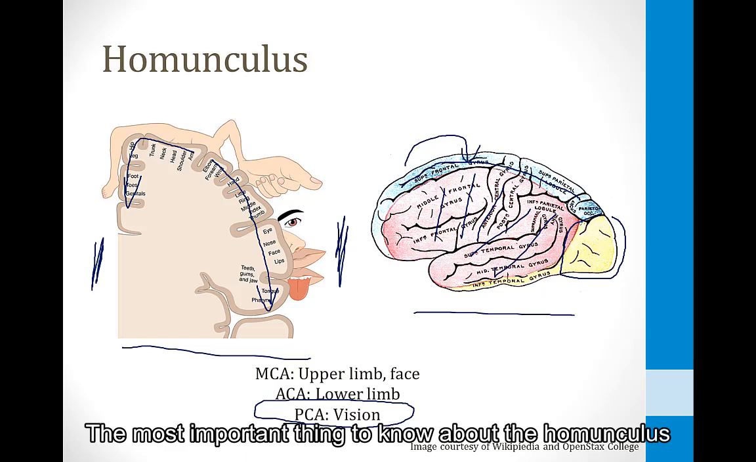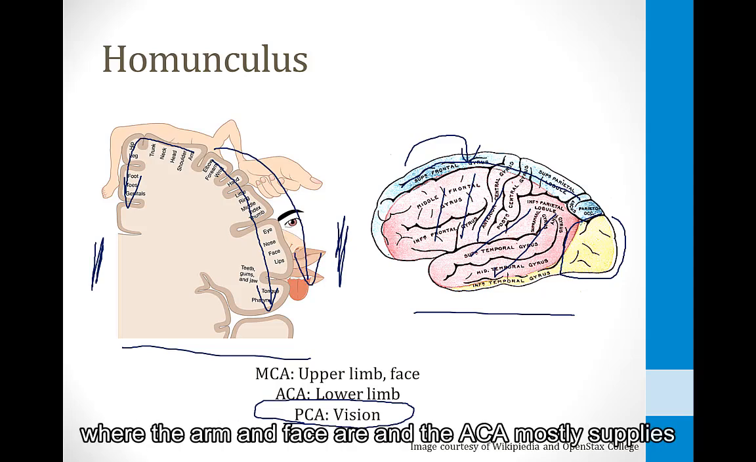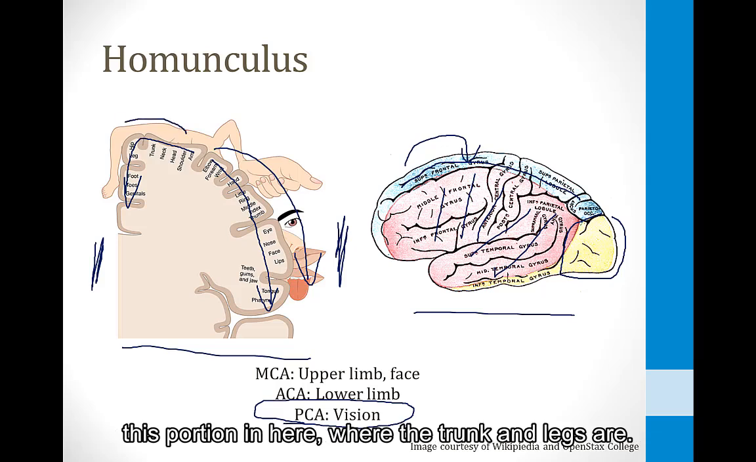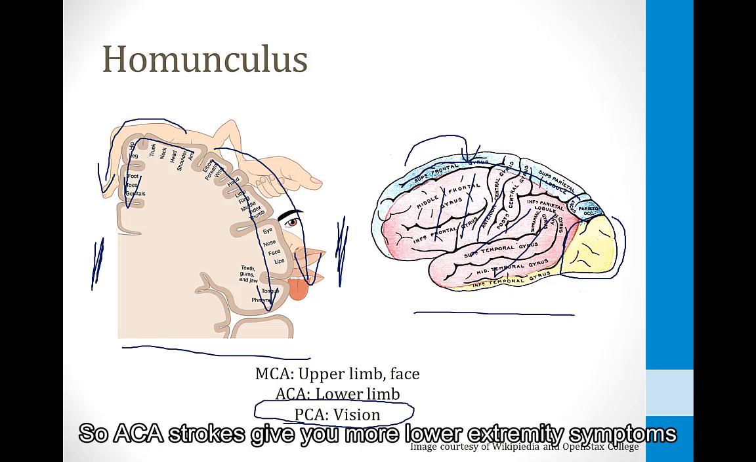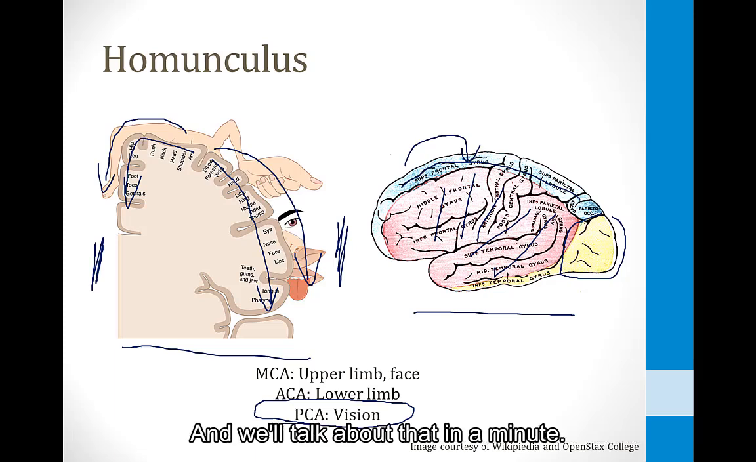The most important thing to know about the homunculus is that the MCA mostly supplies this portion out here, where the arm and face are, and the ACA mostly supplies this portion in here, where the trunk and legs are. So ACA strokes give you more lower extremity symptoms, and MCA strokes give you more hand and face symptoms, and we'll talk about that in a minute.